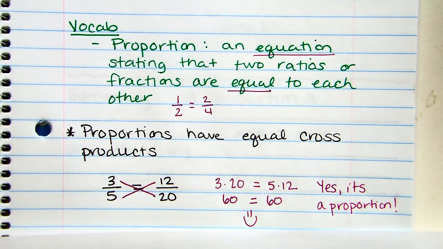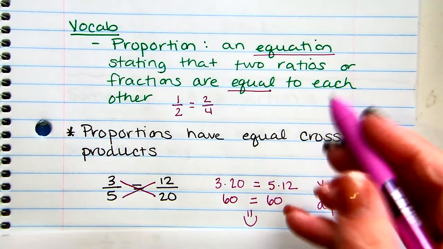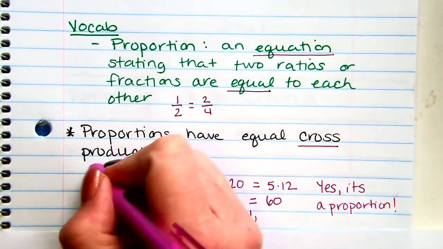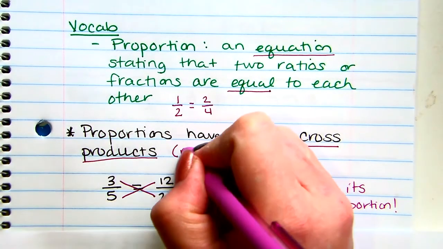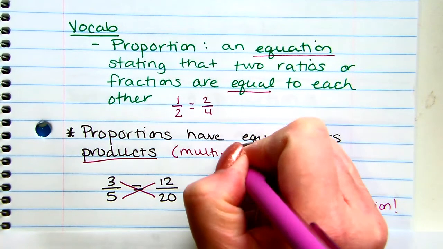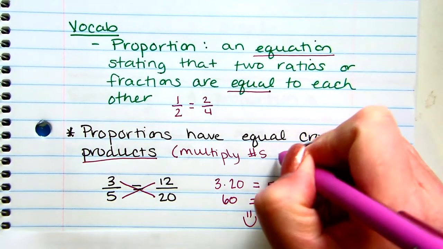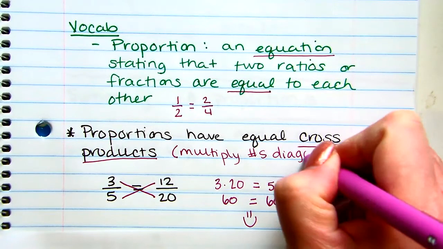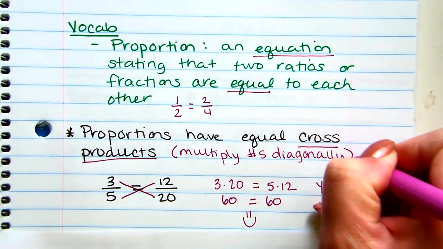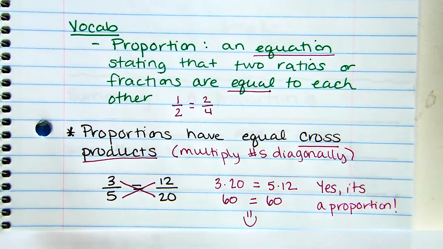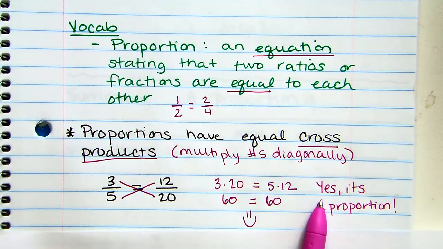Okay. So once again, I'm using my cross products. Cross products means we multiply numbers diagonally. Okay, so again, I multiply my numbers diagonally, and if they are equal to each other, then yes, it's a proportion.